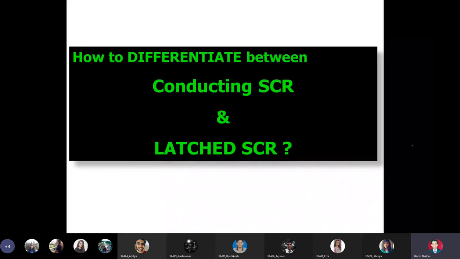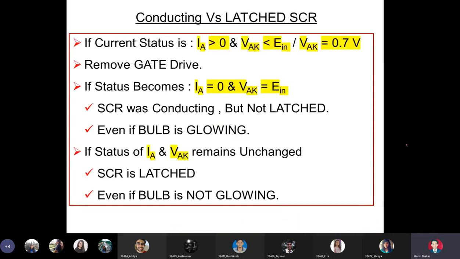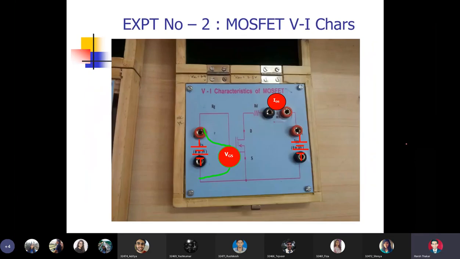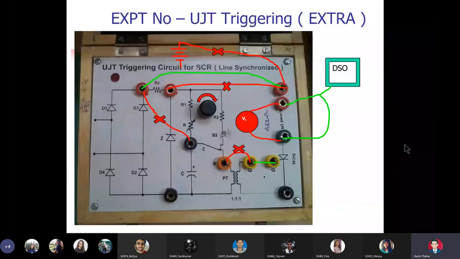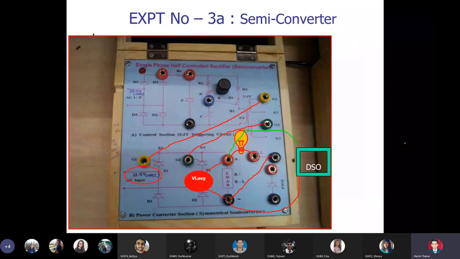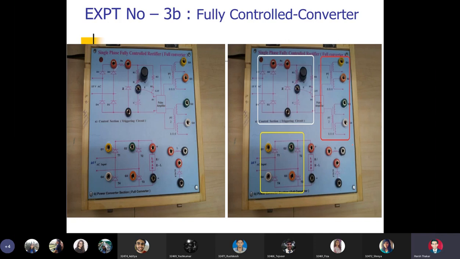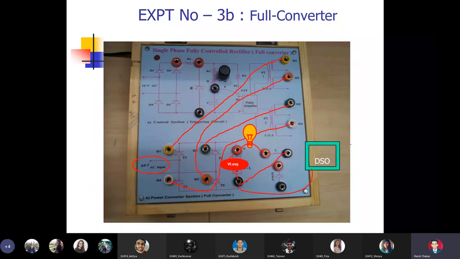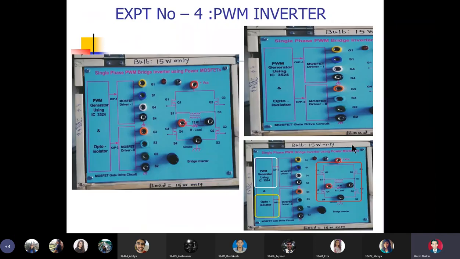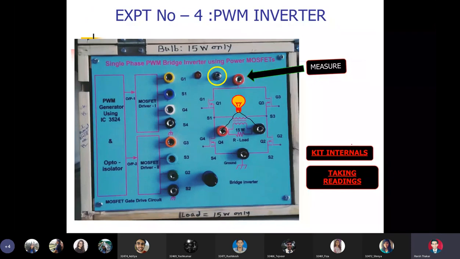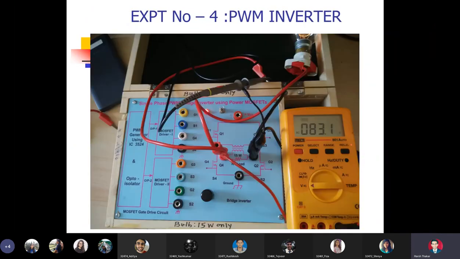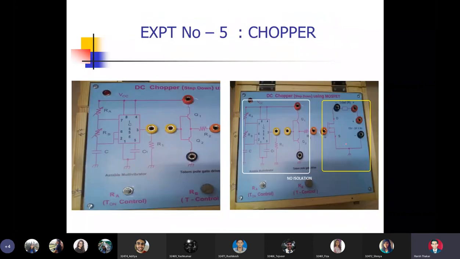Similarly, for MOSFET characteristics, here is how to make the connections. If it is a semi-converter, how to make the connections, where to connect the voltmeter, where to connect the DSO, where to connect the load, how to connect the control circuit to the power circuit, everything is there in this. Then for the full converter, the way we have to make connections. For the inverter, how to make the connections, where to connect the load, where to connect the meter.